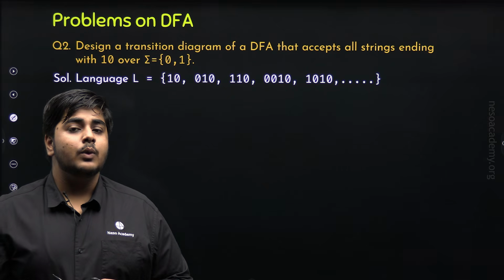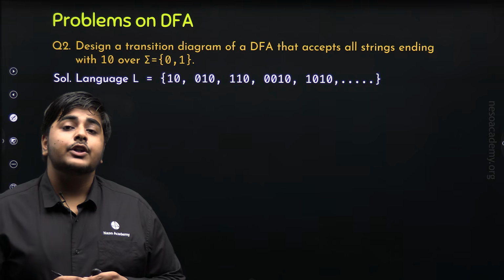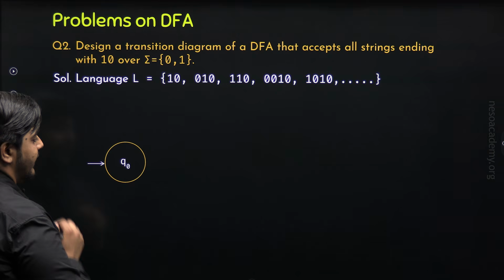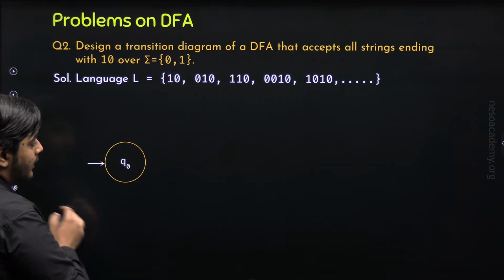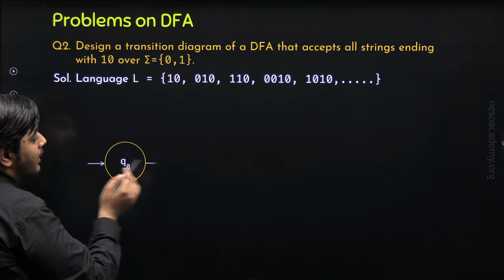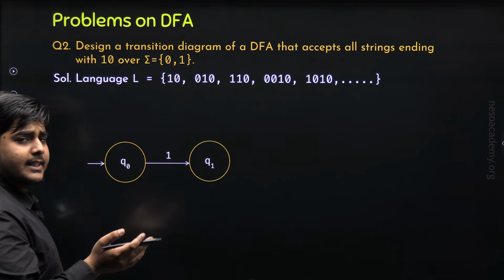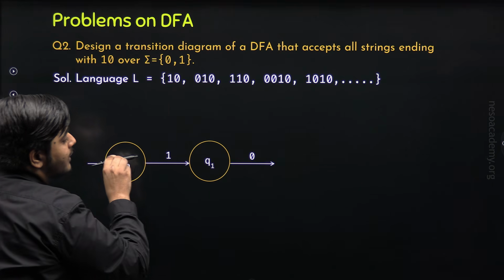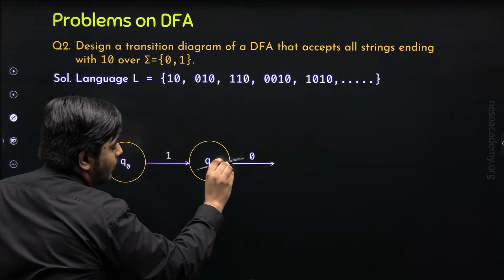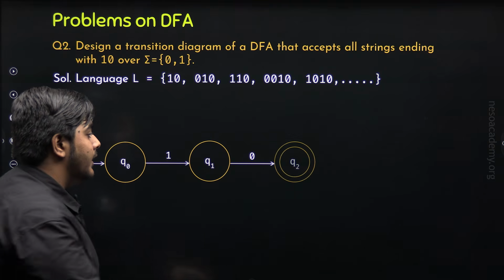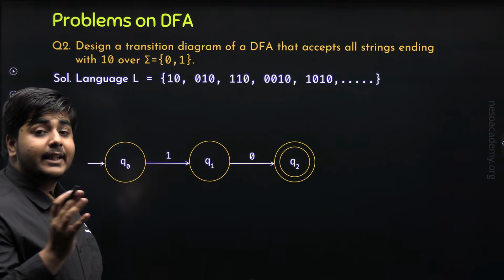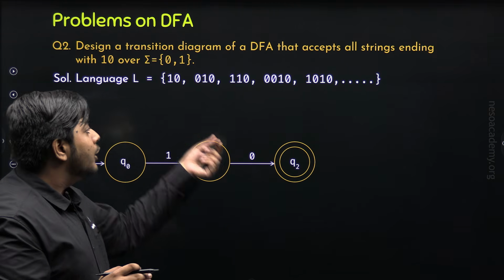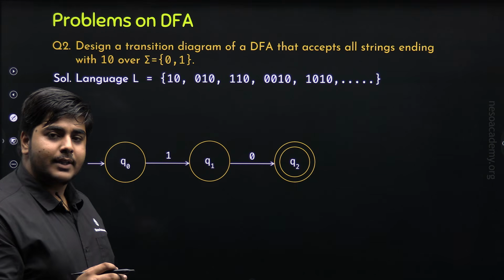Now in step number 2, we will draw a transition diagram to accept this string 10. First of all, we will have our initial state, that is Q0. On getting the input symbol 1, we will reach an intermediate state, let's say Q1. And after reading the last symbol, which is 0, our whole string 10 is processed, so we will reach the accepting state, that is Q2. In this way, we have completed step number 2, and we have drawn a transition diagram to accept the simplest string, that is 10.